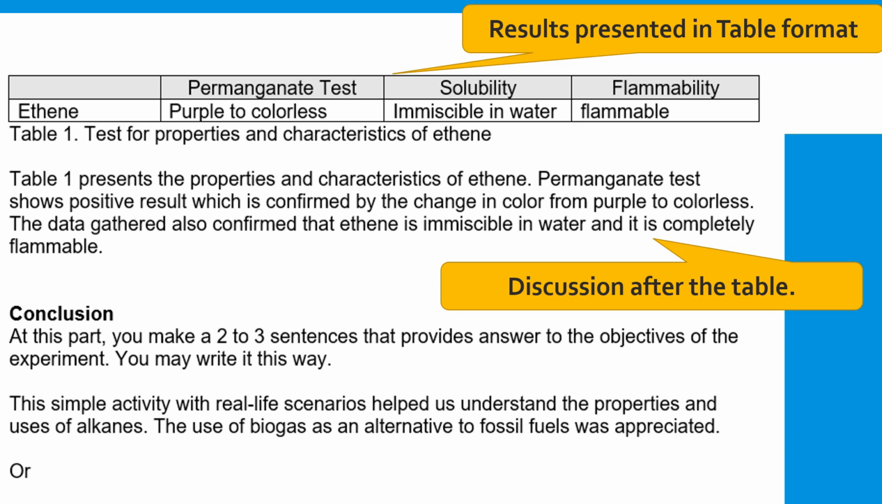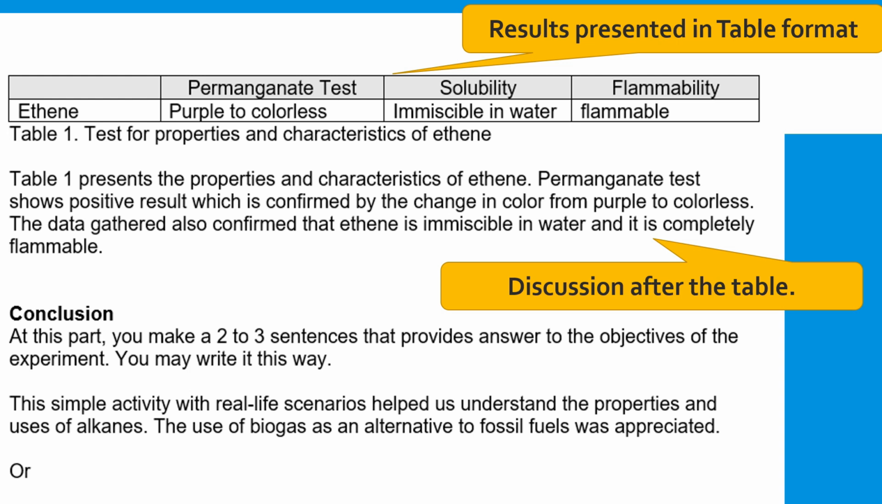Sabihin mo lang dyan: Furthermore, the gathered data confirms that ethene is immiscible in water and it is completely flammable. Period. Tapos na. Simple as that will be the discussion of your results. Pero kung mayroon ka pang data na meron, you will present it logically in your report. Once you already presented the result in paragraph form, you will write now your conclusion.